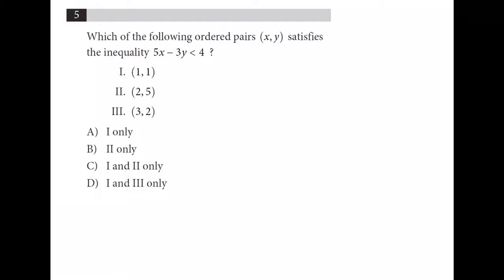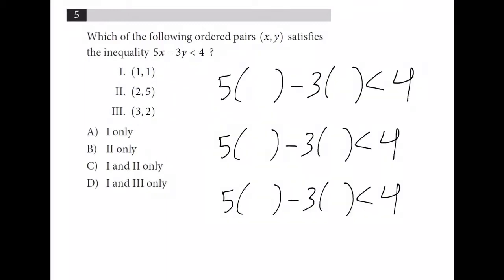We're looking at practice test 7 today, the math calculator section, only heart of algebra questions, and there are 11 of them. Number 5. Which of the following ordered pairs x, y satisfies the inequality 5x minus 3y is less than 4? So let's plug in these coordinates, 1 and 1.